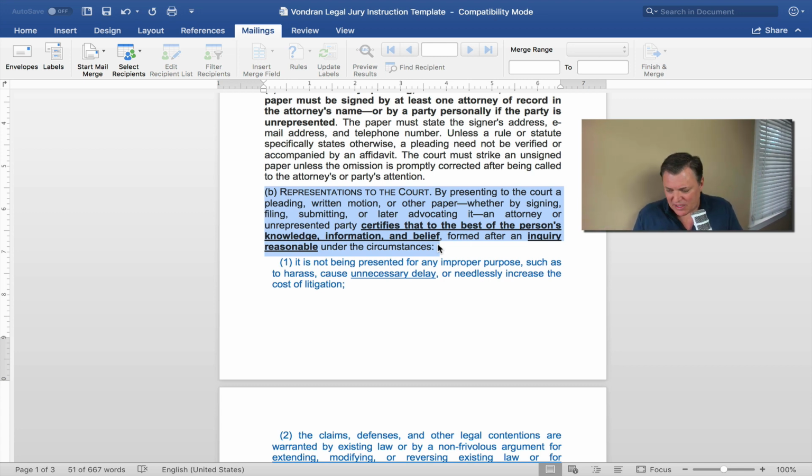Number one, by signing it, you're warranting that it is not being presented for any improper purpose, such as to harass, cause unnecessary delay, or needlessly increase the cost of litigation. So you're not filing things just to drag it on, raise costs, waste time. You're not accomplishing anything. You're just harassing. Okay, that's one ground. So in other words, if your opponent is doing that, then you can bring a Rule 11 motion for sanctions and seek attorney fees, monetary penalties, and so forth. So that's one of the things that's prohibited.